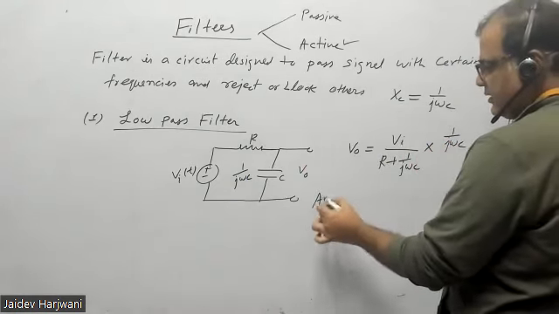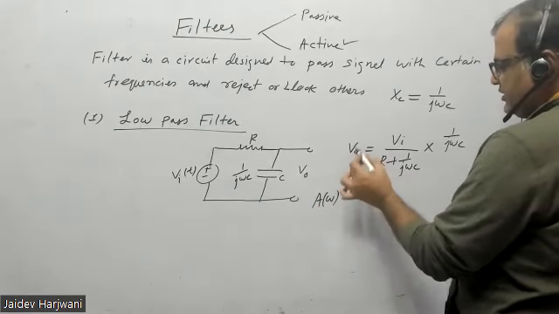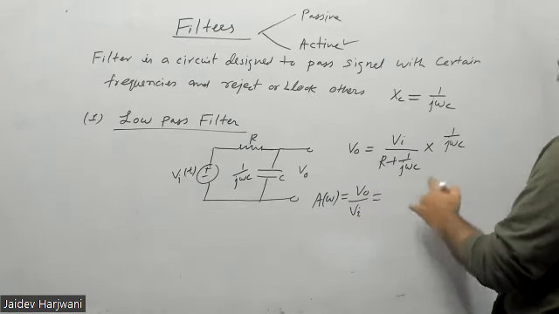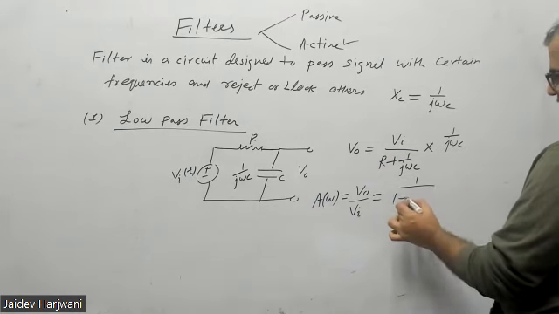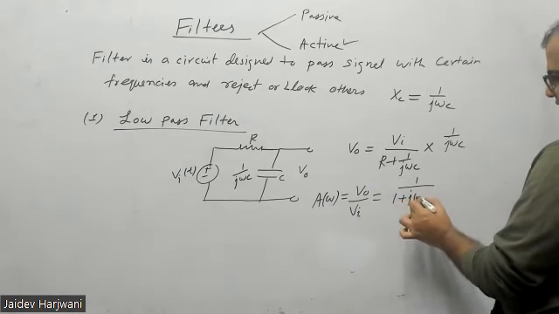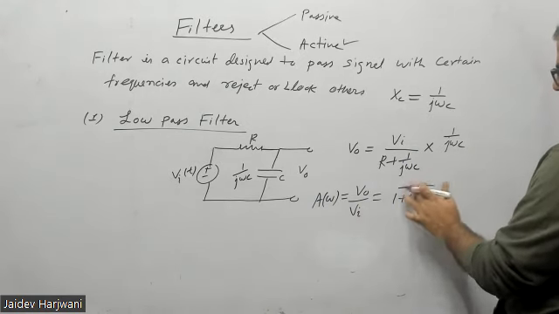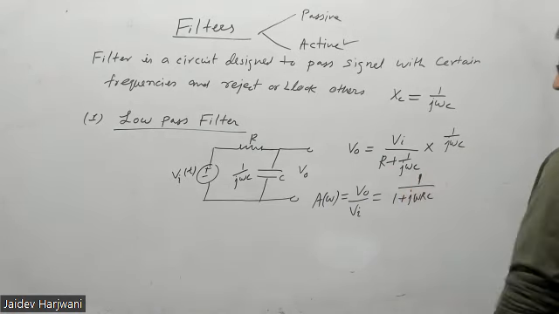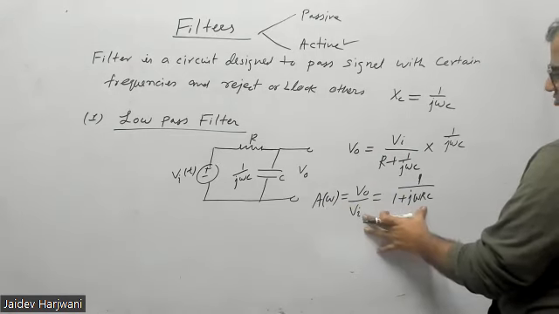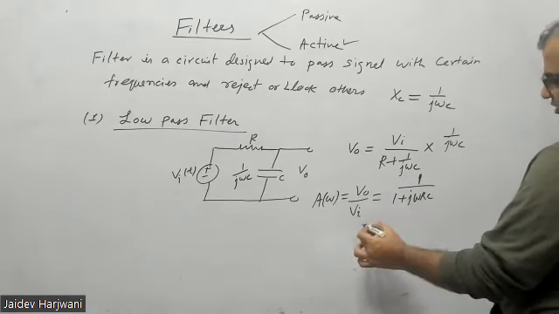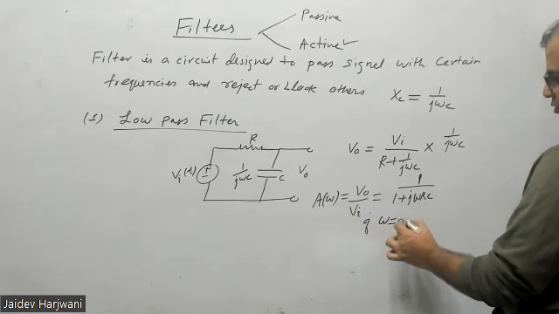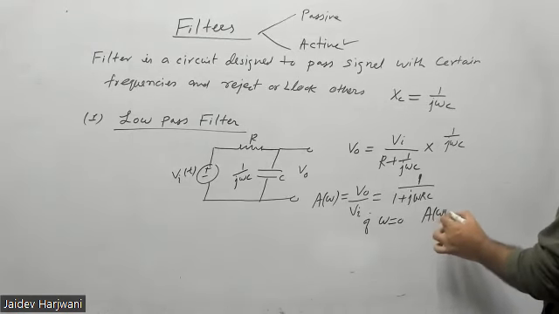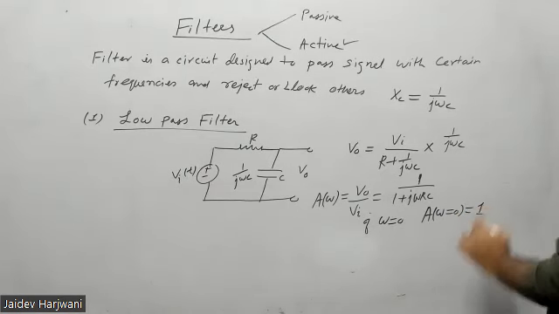Now if you want to write the gain, which is a function of omega, V naught by V input, that will come out if I take this common: 1 upon 1 plus j omega RC. This is my expression for gain. If I write omega equals zero, low frequency, my gain at zero frequency is one.